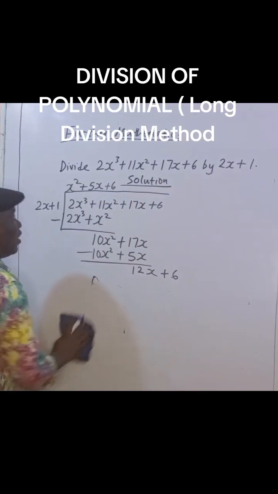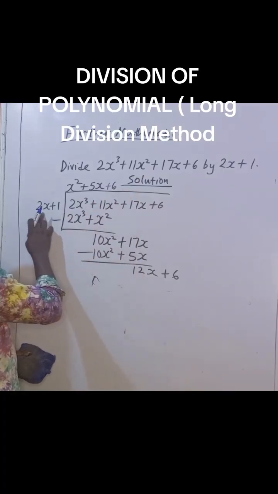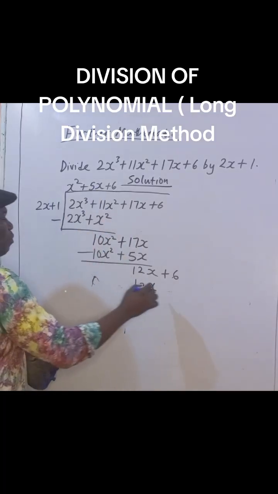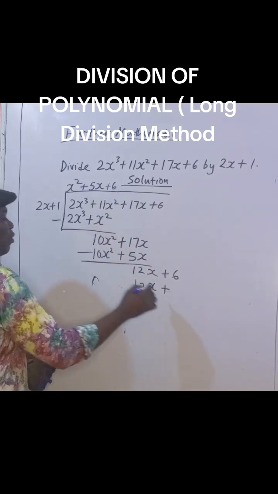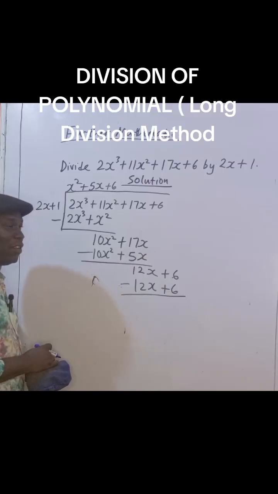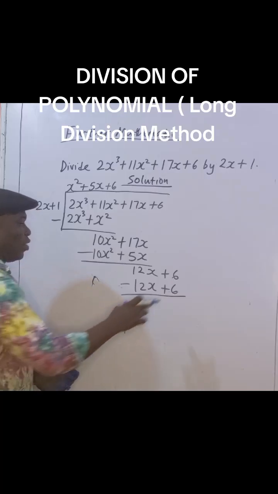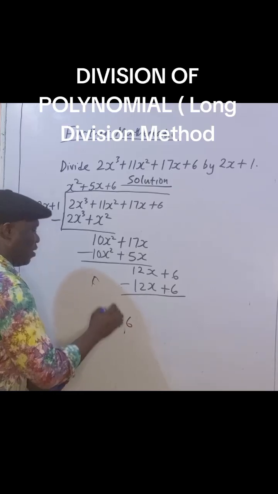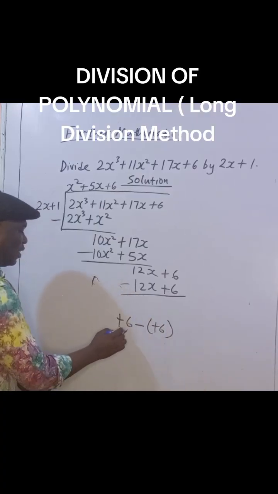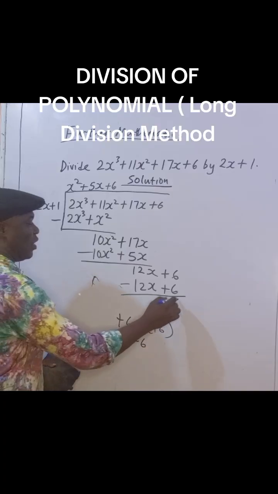All right? Use this plus 6 again to multiply all your divisor. 6 multiplied by 2x will give you what? 12x. Plus times plus give you what? Plus. 6 times 1 give you what? 6. Then you deduct them from each other. Can you see now? Look here now. 12x minus 12x, it will give you 0. So you have plus 6 minus, what do you have under? Plus 6. So this is 6. Minus times plus minus, you have 6. Can you see now? 6 minus 6 give you what? 0.